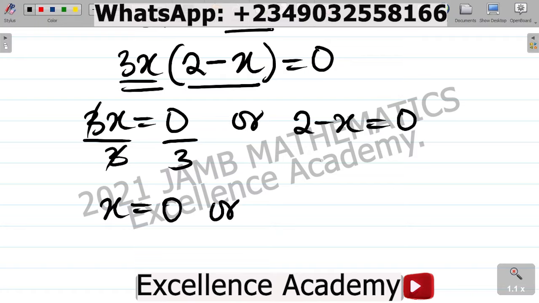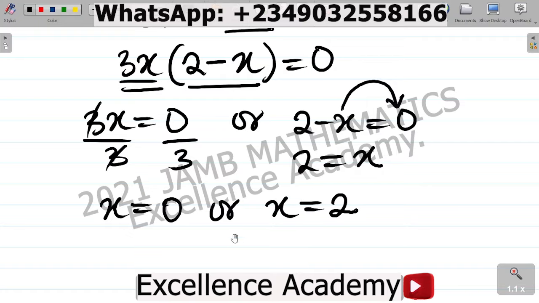So x is 0. Or here you have 2 minus x equal to 0. Move minus x over here. You have 2 is equal to plus x. Or x is equal to what there? 2. The value of x here is 0 or 2.